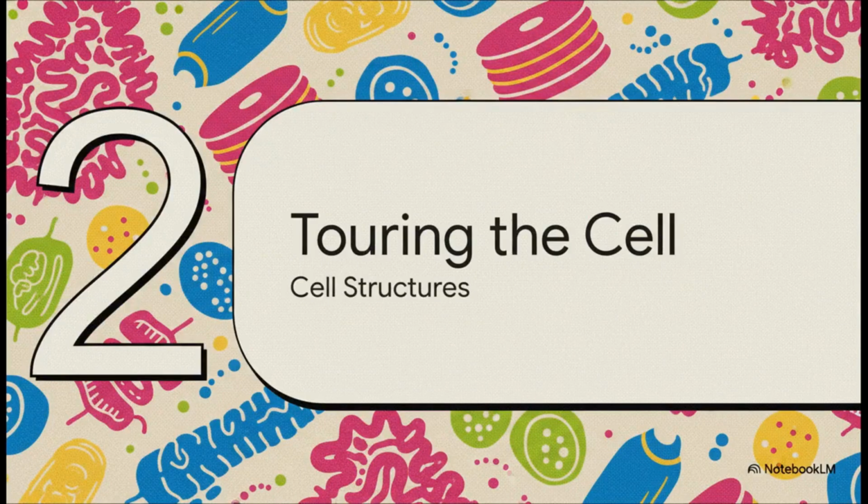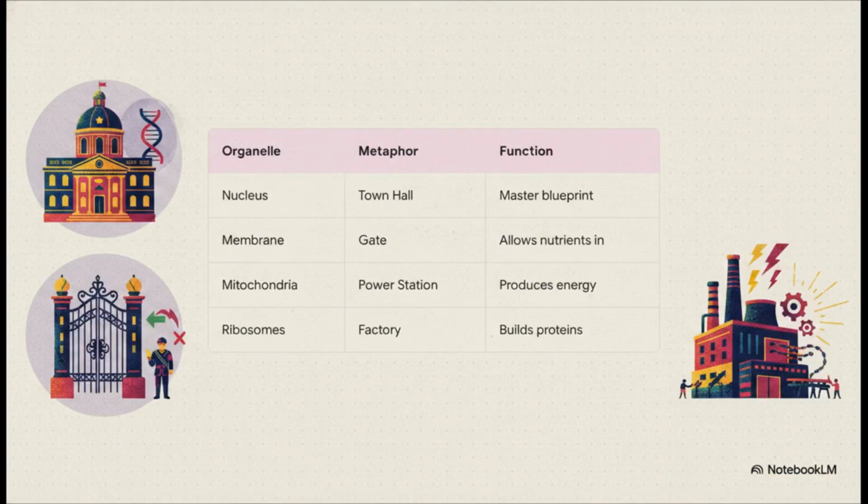Moving right along to part 2, touring the cell's structures. Now, what's really cool about this city metaphor is how it perfectly sets you up for those tricky match-the-following questions on your exams. Think of the nucleus as your town hall. It holds the master blueprint, the DNA. The cell membrane? That's your security gate, letting vital nutrients like glucose inside while totally blocking out waste. The mitochondria are the power stations, converting oxygen and food into pure energy. And the ribosomes are those manufacturing plants we mentioned, busy building the proteins that actually make up your muscles.